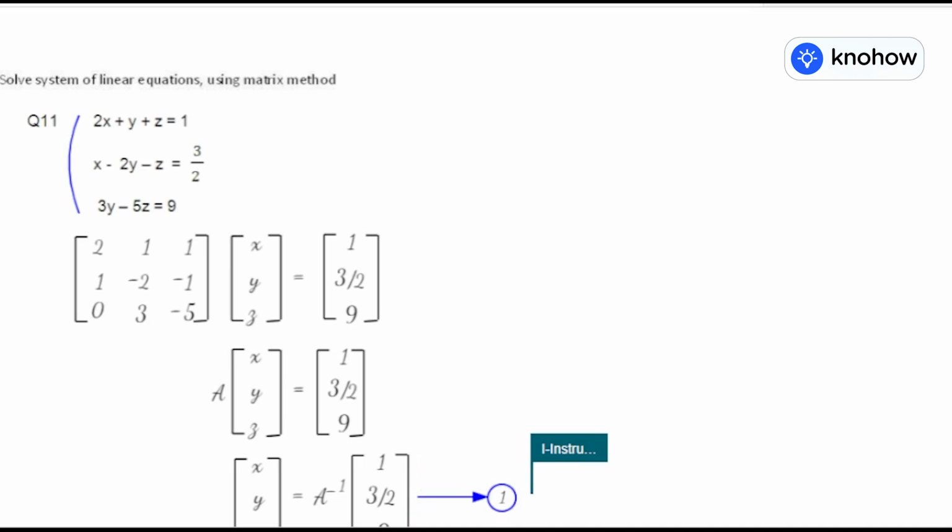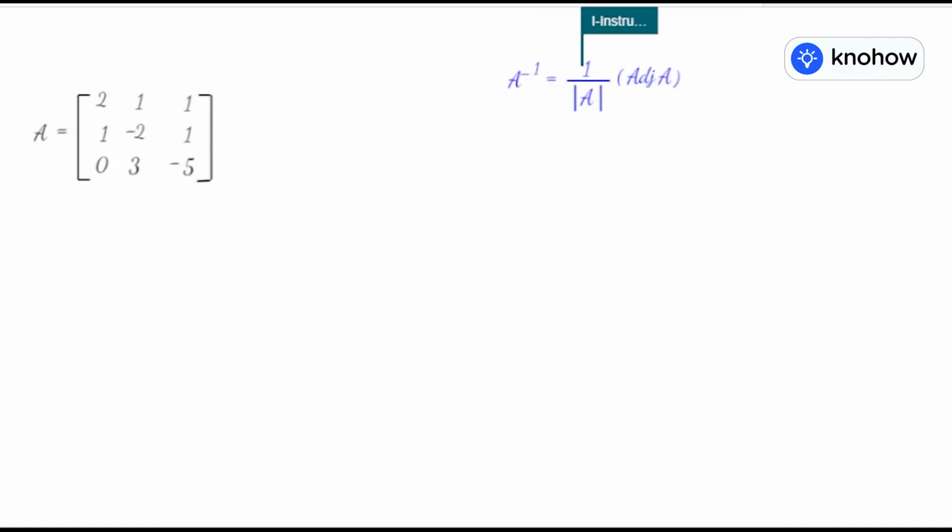So what is your coefficient matrix? The coefficient matrix is 2, 1, 1, 1, negative 2, 1, 0, 3, negative 5. To work out A inverse, it is 1 by determinant A into adjoint A. So we have to first find determinant A. Otherwise also, let me tell you, if determinant A does not exist, then we can't solve it. If determinant A comes 0, there are two possibilities: it may have no solution or many solutions. So in any case, you must find the value of determinant A first of all.